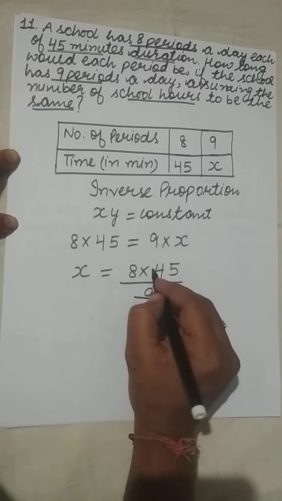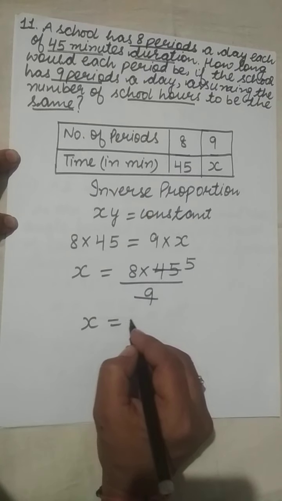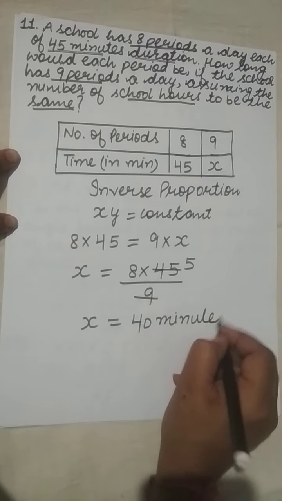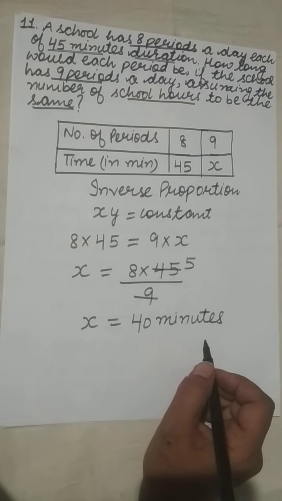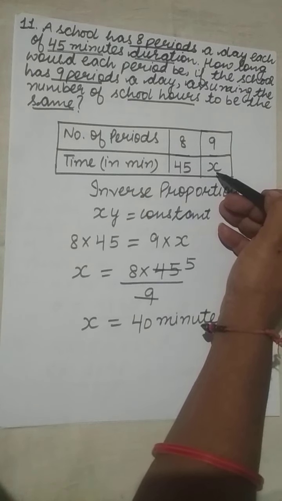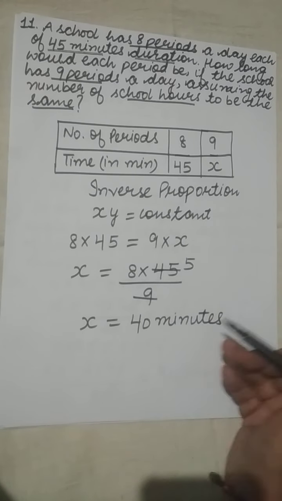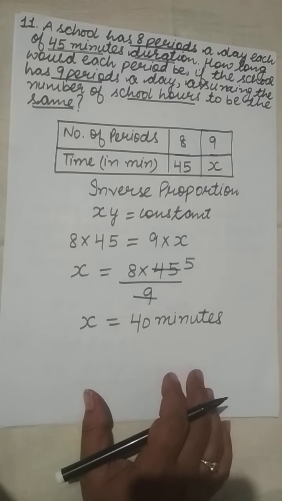9 ones are 9, 9 fives are 45. So x must be equal to 8 fives are 40 minutes. It means if the school has 9 periods, then each period will be of 40 minutes duration. So students, this is all about exercise 13.2, question number 6 to 11.